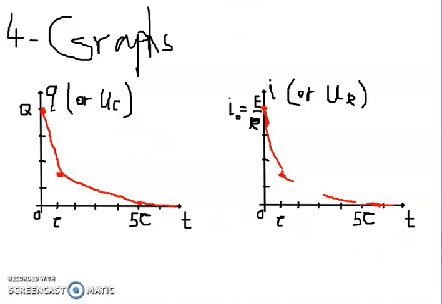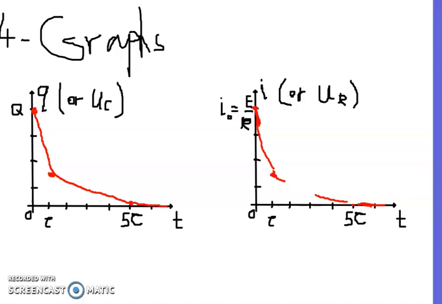I want you to verify that the tangent to the curve at the origin, in the same way as before, cuts the horizontal asymptote at the point of abscissa tau. This is the tangent at the origin.